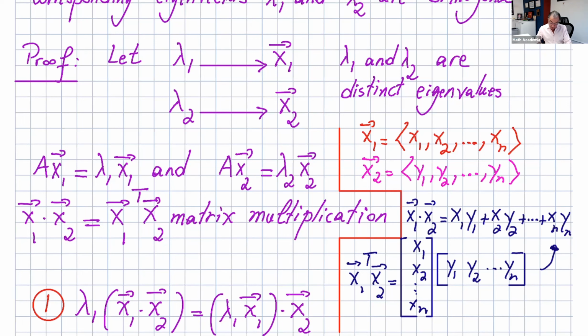I try to show that here. Let's say we have vector x1 and vector x2. These are the components of these two vectors.